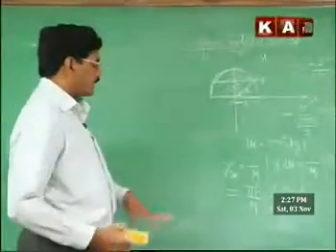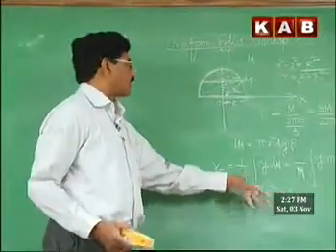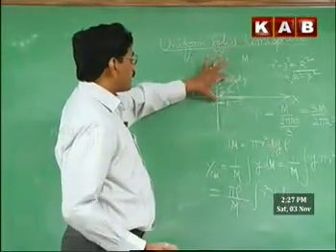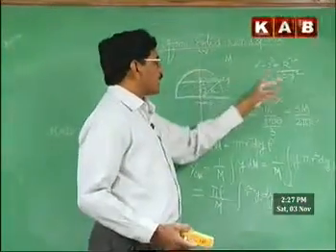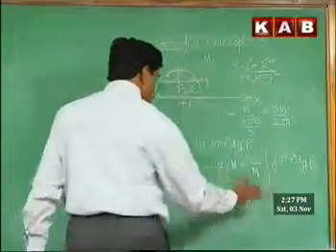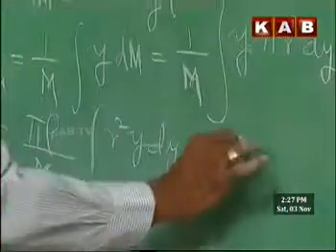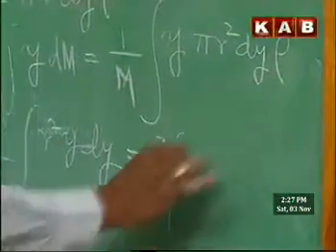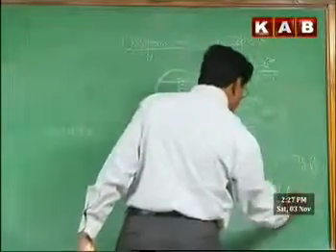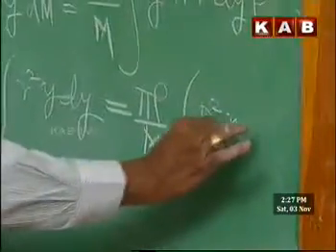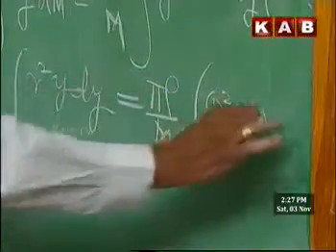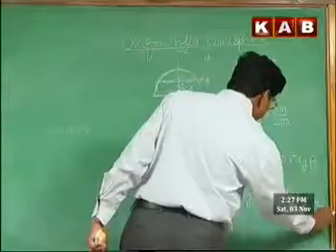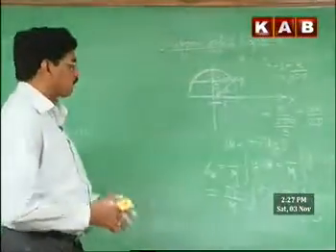As usual, here also both r and y are variable. How are r and y related? This is the relation, r in terms of y. Substitute it here. Therefore, pi rho by m integral of r square, R square minus y square, into y dy. Now the variable has become in terms of y.